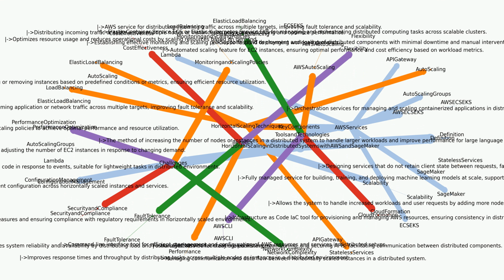Challenges: configuration management, ensuring consistent configuration across horizontally scaled instances and services. Monitoring and scaling policies, establishing effective monitoring and scaling policies to respond to changing workload demands. Network complexity, managing communication and data flow between horizontally scaled instances in a distributed system.